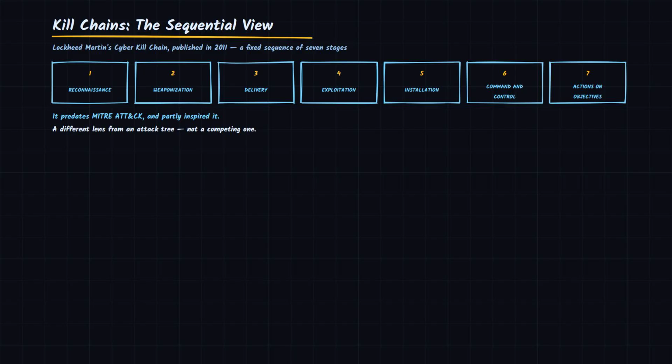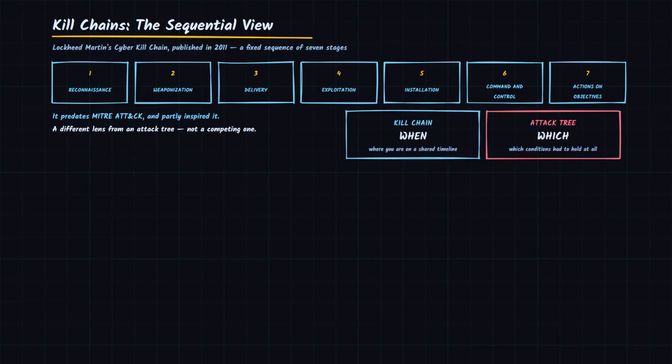A kill chain tells you where you are on a shared timeline most intrusions roughly follow. An attack tree tells you which specific combination of conditions had to hold for one particular goal to be reachable at all. One is about when, the other is about which.